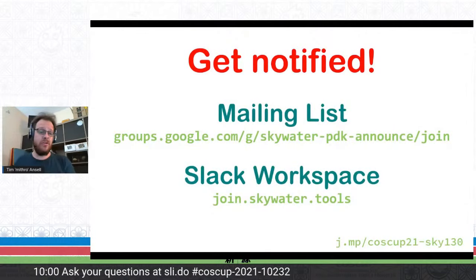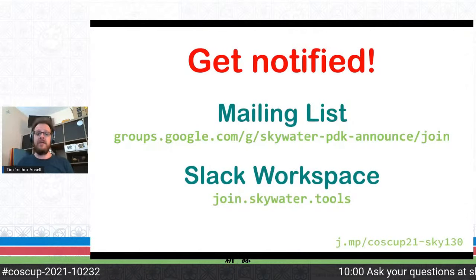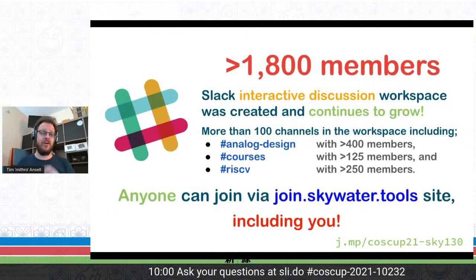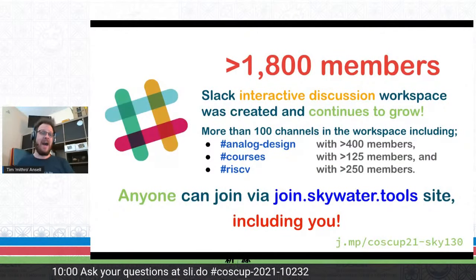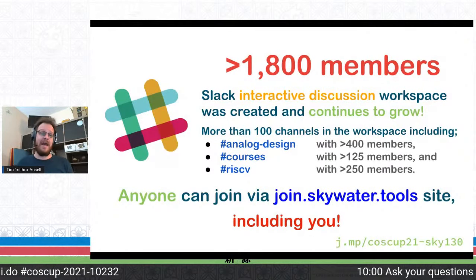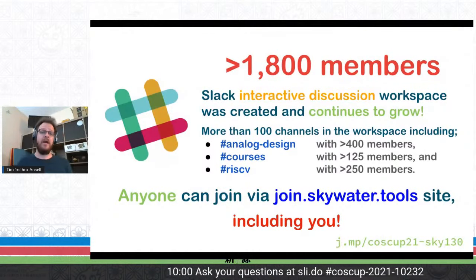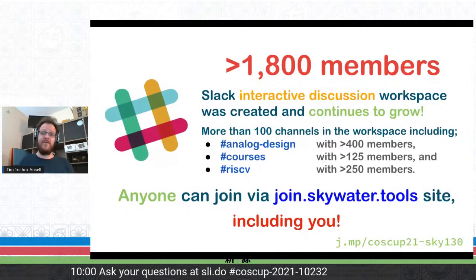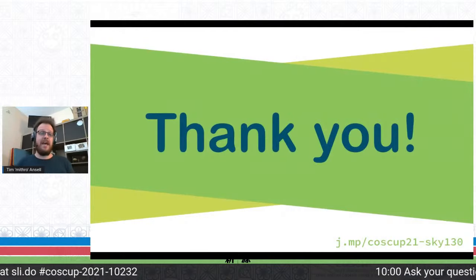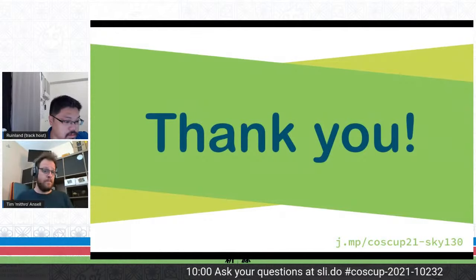So I recommend you come and join these two things, like the mailing list, and as well, really come and join the Slack space. There's lots of interesting discussions going on there, half of which I don't understand, around things like analog design, and developing courses using open source tools is a very hot topic. RISC-V is obviously a very hot topic. So thank you for having me. And I really do want to say that there's opportunities here for everyone to be involved.